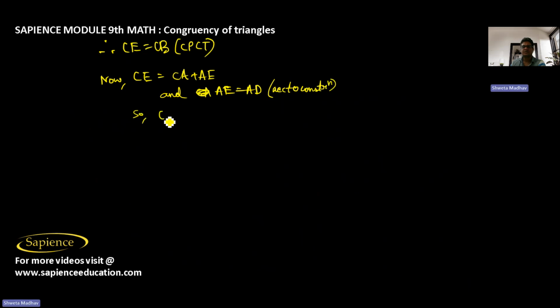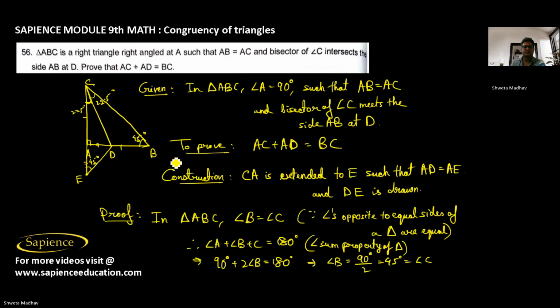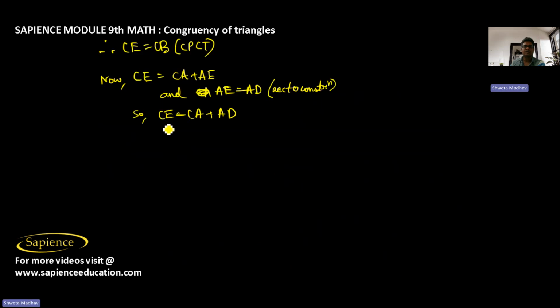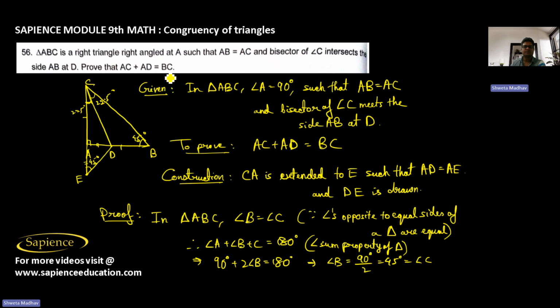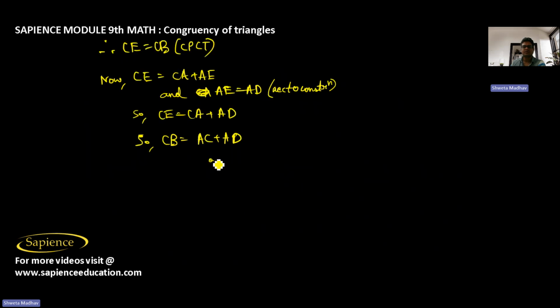So therefore we can say that CE is equal to CA plus AD. Now CE is equal to CB. So therefore I can say that CB is equal to AC plus AD, or I can say that AC plus AD is equal to BC. So hence proved.